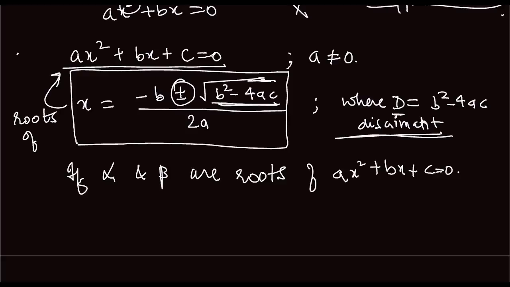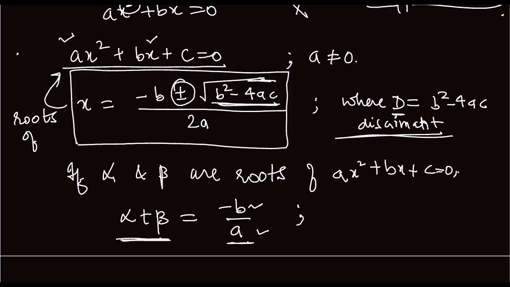If alpha and beta are roots of the given equation ax square plus bx plus c is equals to 0, then alpha plus beta will be equals to minus b by a. That is, sum of the roots will be equal to minus b by a. b is the coefficient of x and a is the coefficient of x square. Just keep that in mind. And alpha into beta will be c by a. c is the constant term and a is the coefficient of x square in this equation.